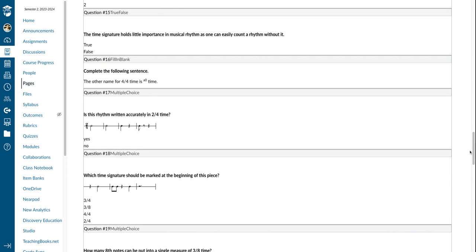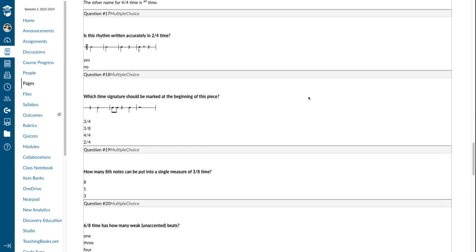Number 17, is this rhythm written accurately in 2/4 time? Yes or no? I could already see. So we have 2/4 time. How many beats in a measure do we have in 2/4 time? Right, good. 2. So we got 2 beats.